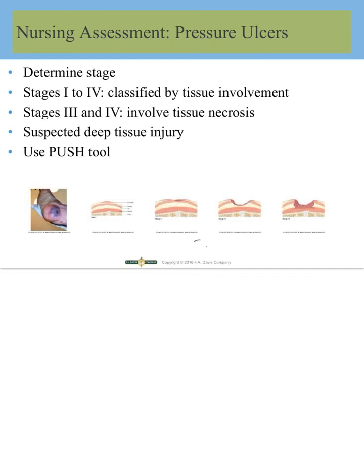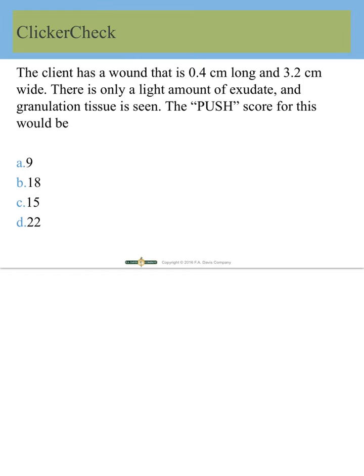And then stage 4, it involves full thickness skin loss with extensive destruction. There's tissue necrosis or death. There's damage to muscle, bone, or support structures. The exposed bone and tendon is visible or directly palpable, and you may have slough or eschar present. Open your Volume 2 book and look for the push tool, and you can score this particular question.